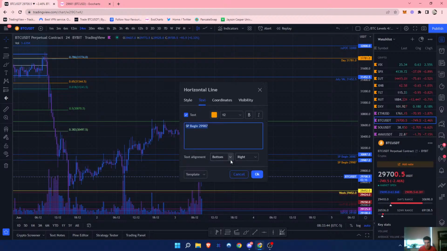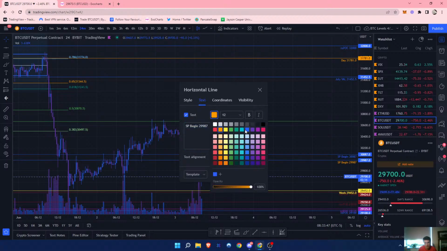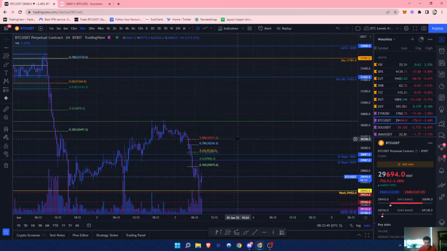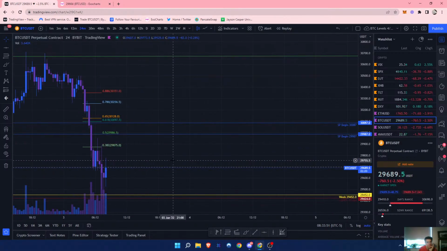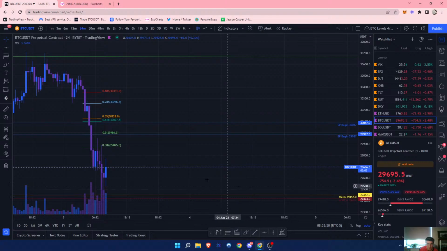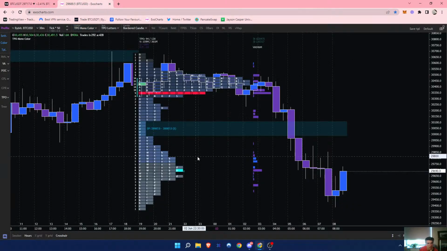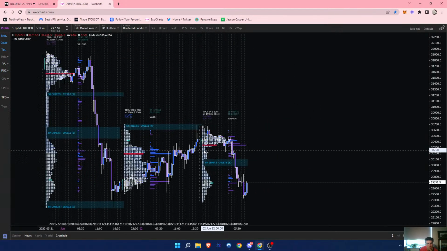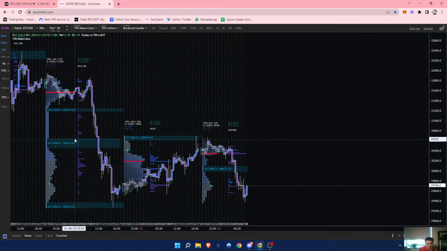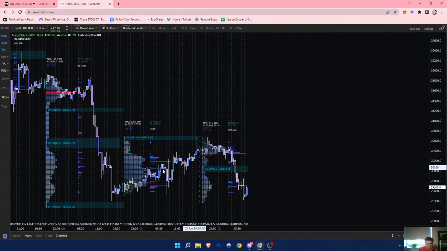So resistance is at 30K. Again, I wouldn't necessarily long right now, but good resistance up there. As you can see right here, we came up, rejected off of the top of the single print ending, and then again we rejected down.